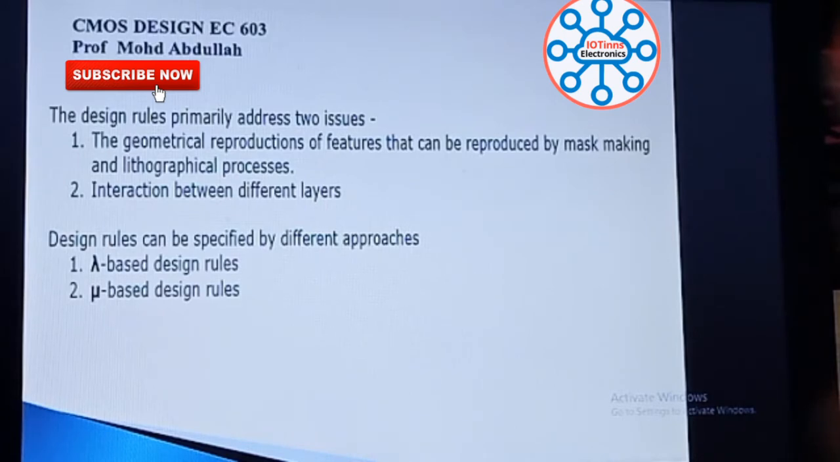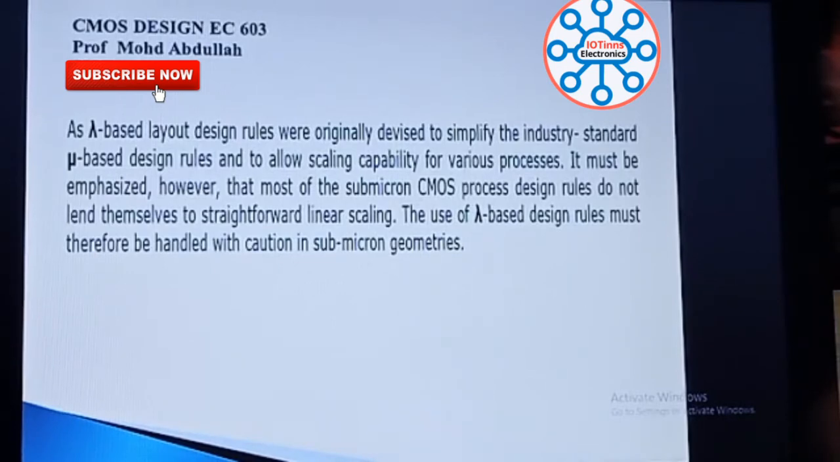Now, we will discuss the different types of design rules based on designing in industry. There are basically two types of design rules majorly used for the designing of CMOS circuits. First one is the Lambda based design rule, and the second one is the micron based design rule. In the industry standards, the Lambda based design rules are mostly used. The Lambda based layout design rules were originally devised to simplify the industry standard. Micron based design rules allow scaling capability for the various processes.